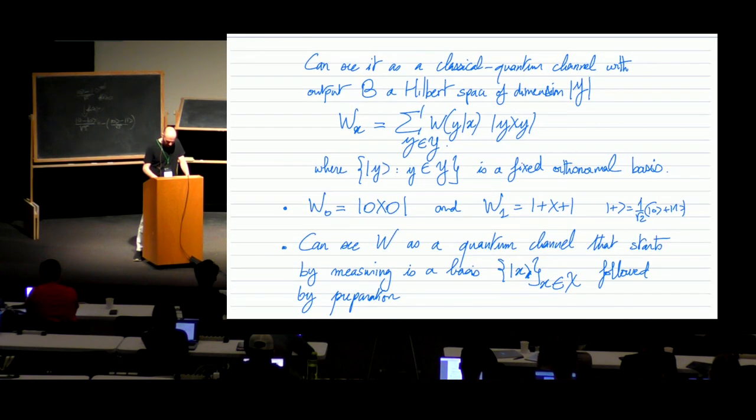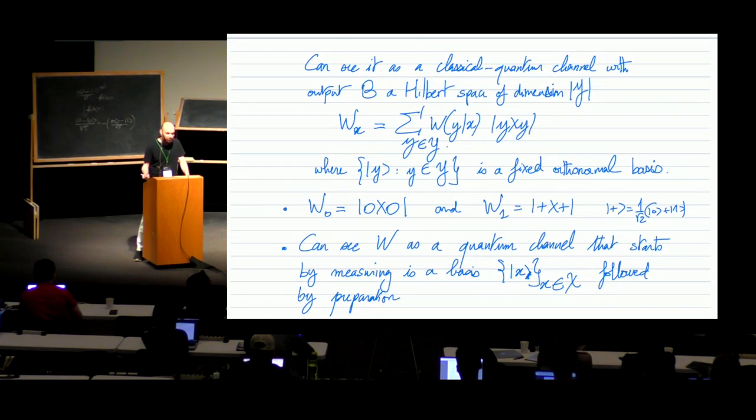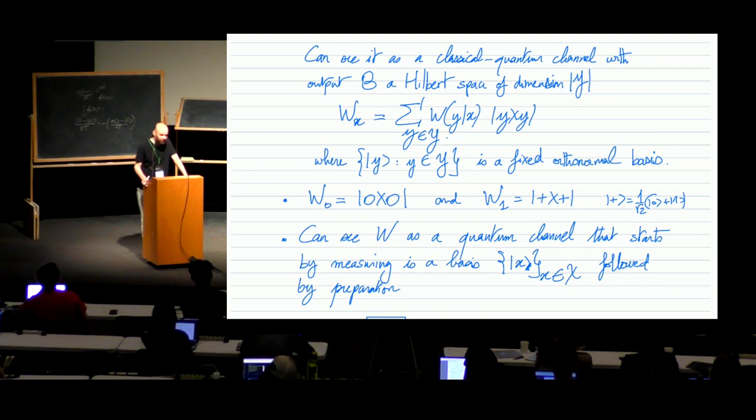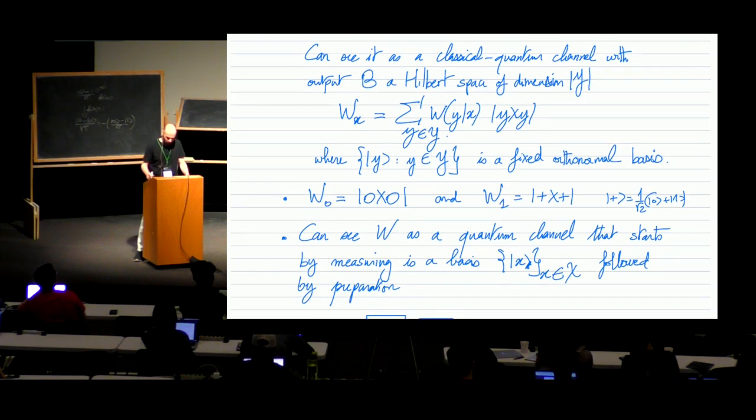And just to make it very clear, we can see these classical channels as classical quantum channels by just taking a Hilbert space whose dimension is the size of the output and considering the corresponding density operators, which are diagonal in a fixed basis of this Hilbert space I introduced. And the eigenvalues are W(y|x). Good. So of course, you can go beyond. This is an example to show that not all classical quantum channels are classical channels. If W0 and W1 don't commute, then we have a genuinely classical quantum channel.